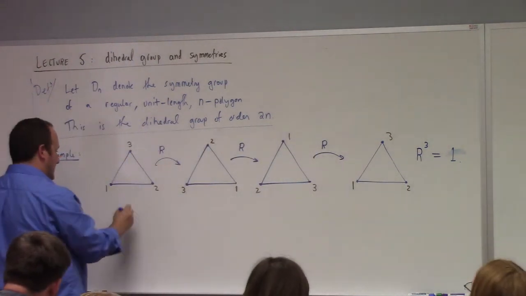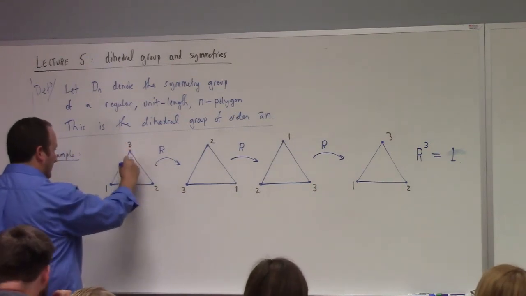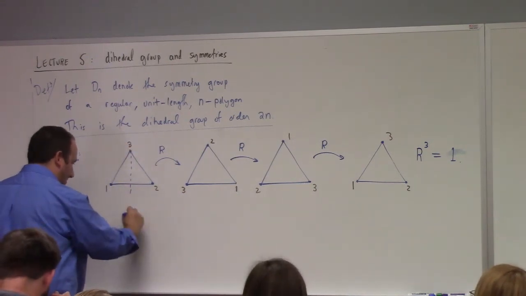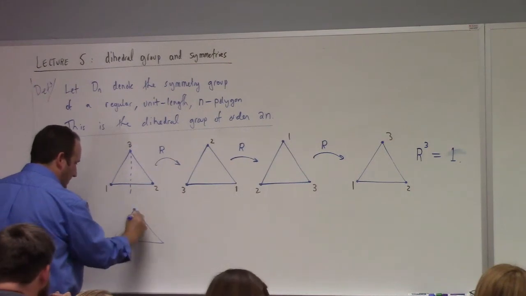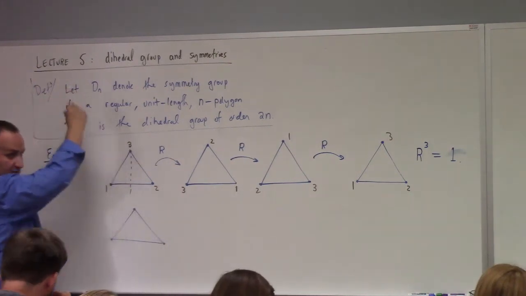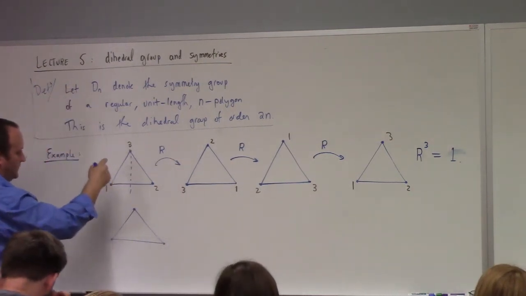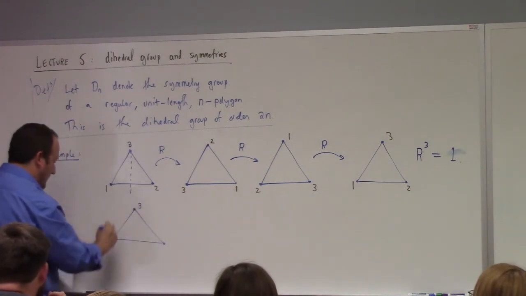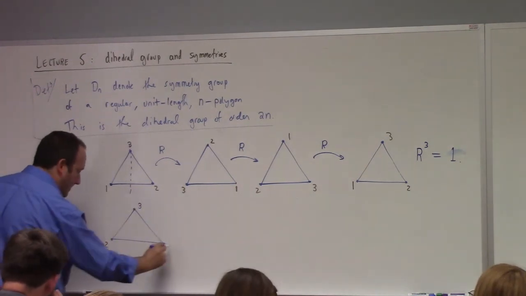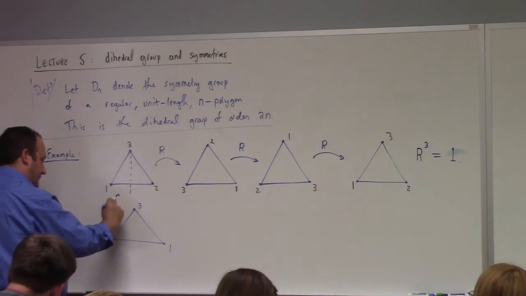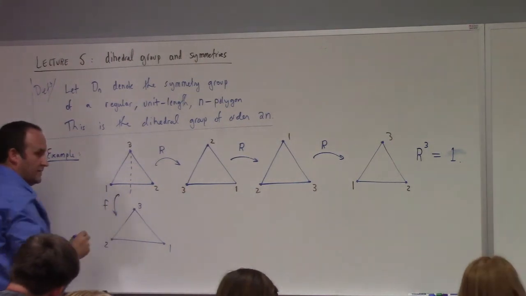Now, the other thing we can do is look at a reflection. Reflection along the vertical line here. There 3 stays fixed, but the 1 and the 2 flippity-floppity. And that transformation we'll call F for flip.